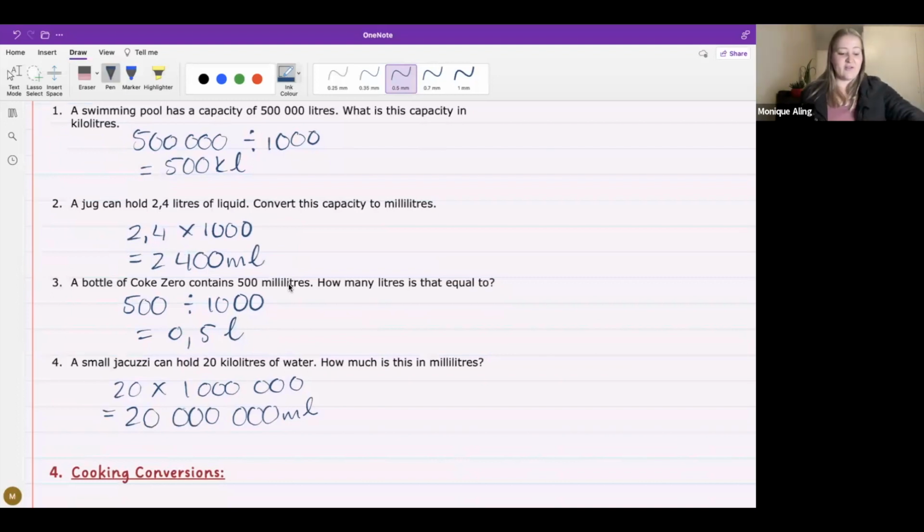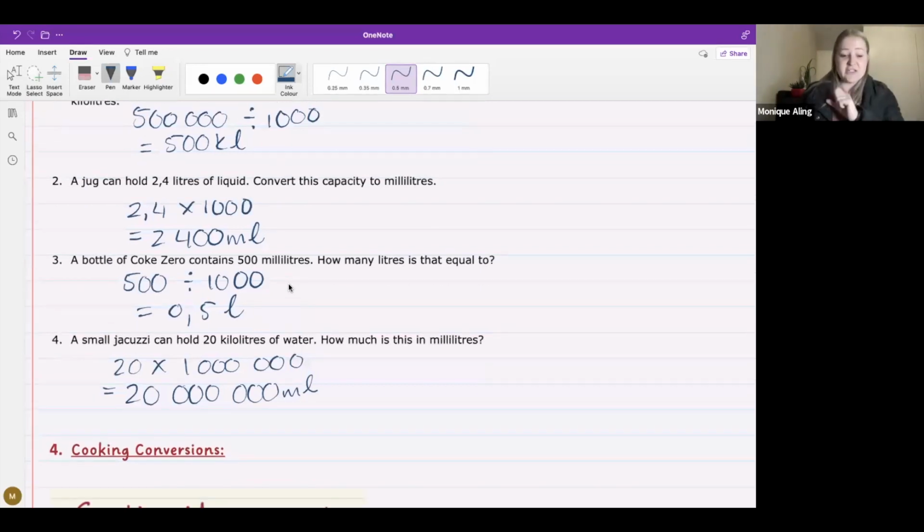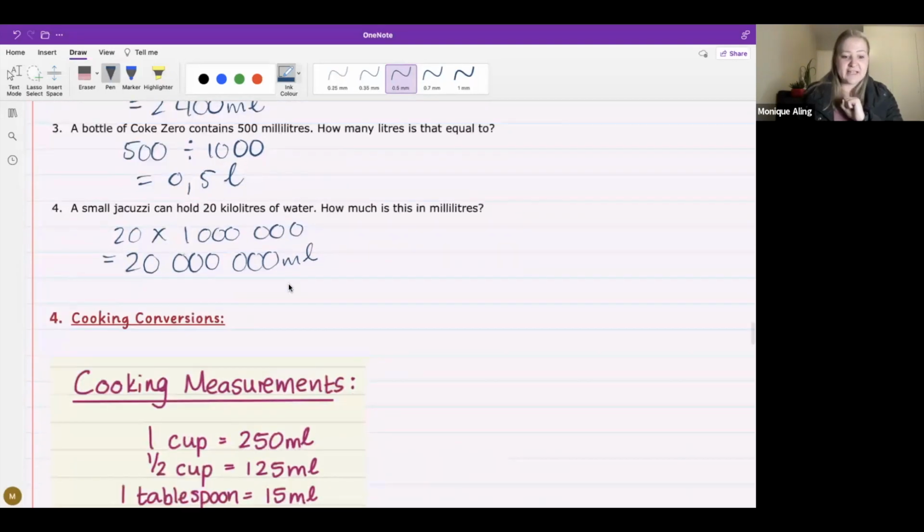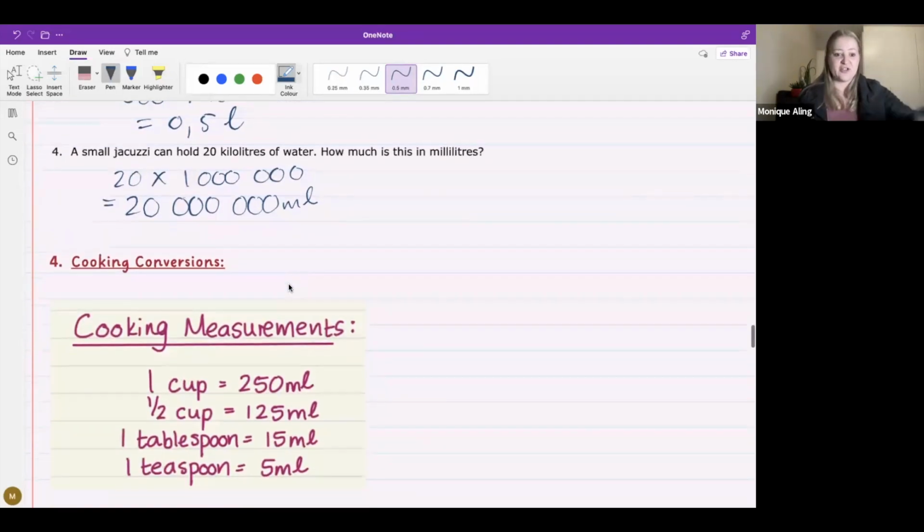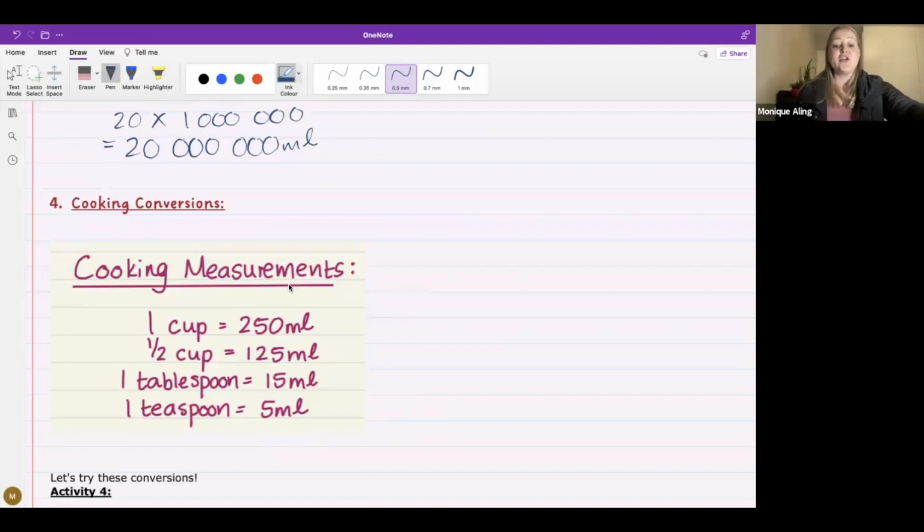All right, so we've looked at time, we've looked at distance and length, we've looked at volume, we've looked at mass conversions, and now we're going to be looking at cooking conversions, the last type of conversions we're focusing on today. So every now and then you might be looking at a recipe in an exam, and we need to know these measurements on the screen off by heart. Sometimes they can give it to you, but sometimes they won't.